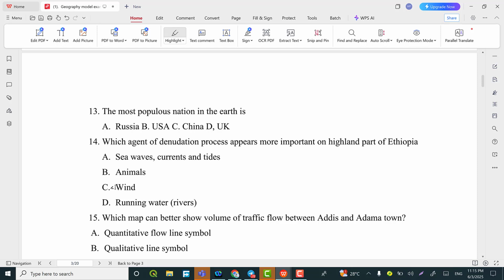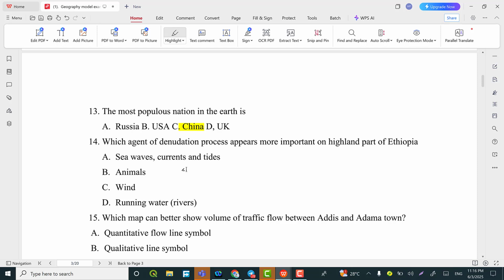Russia has a large population. The United States of America also has a large population. China also has a large population. In comparison with the three, China has the highest population, and the population of China is leading in the world. So we call it the most populous nation. So the answer is C, China.